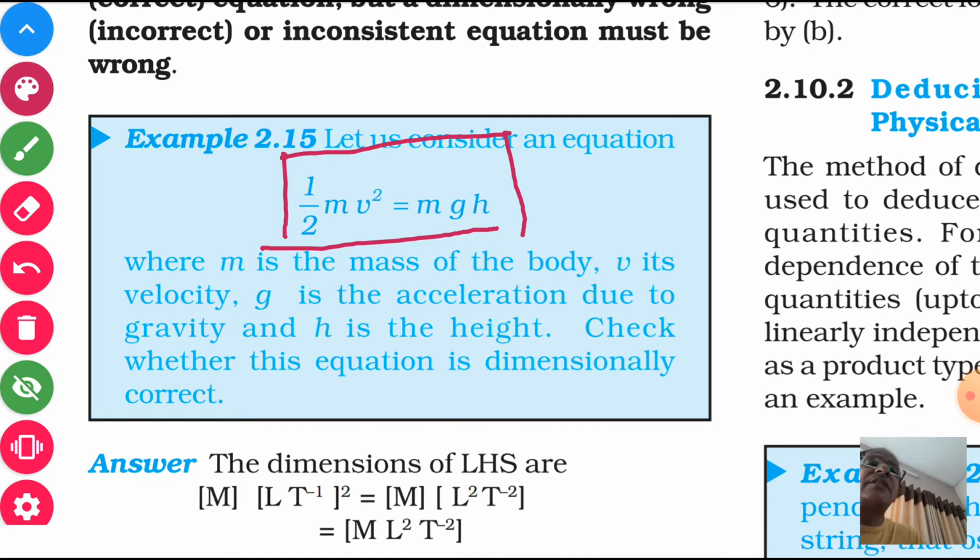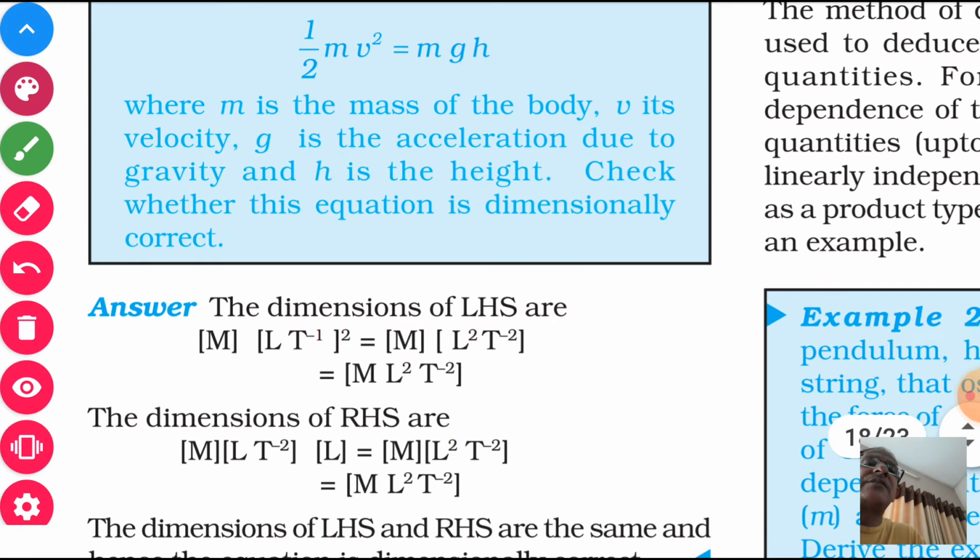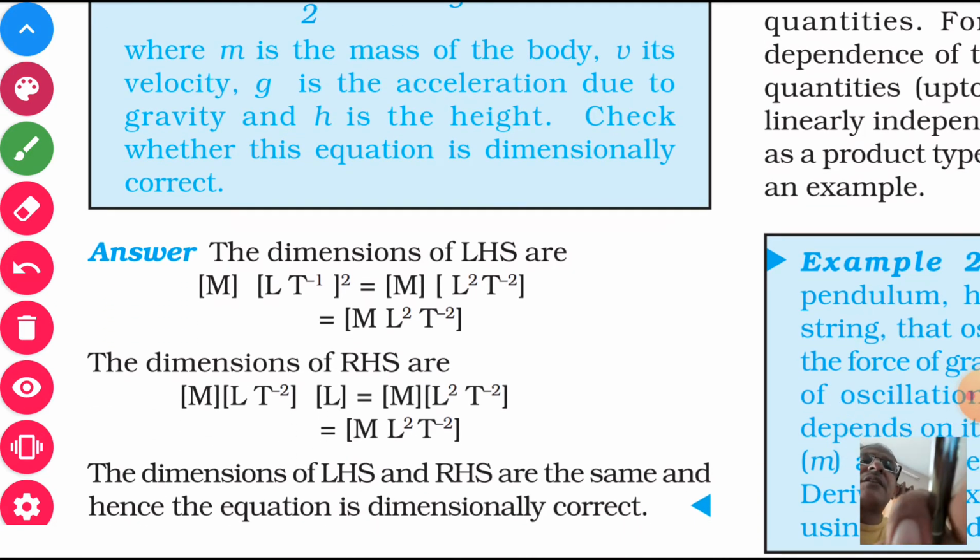So what are you doing? You are writing the dimensional formula on the LHS. Look here: mass has dimension M¹. Then v is velocity, so L¹T⁻¹, and squared because it is v². Simplify this and you will get M¹L²T⁻².